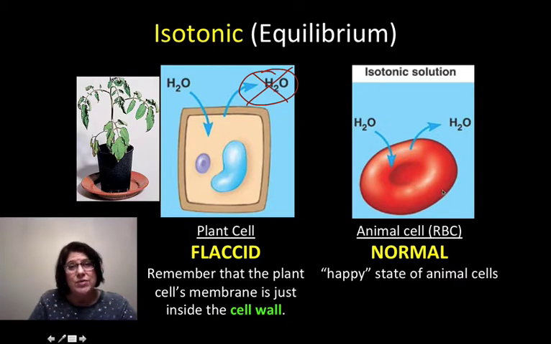Isotonic solution in animals, though, is the normal way of living. This is how animal cells want to be. They want to be in an isotonic solution with some water going in, some water going out. All right, so this is their normal happy state for animal cells.